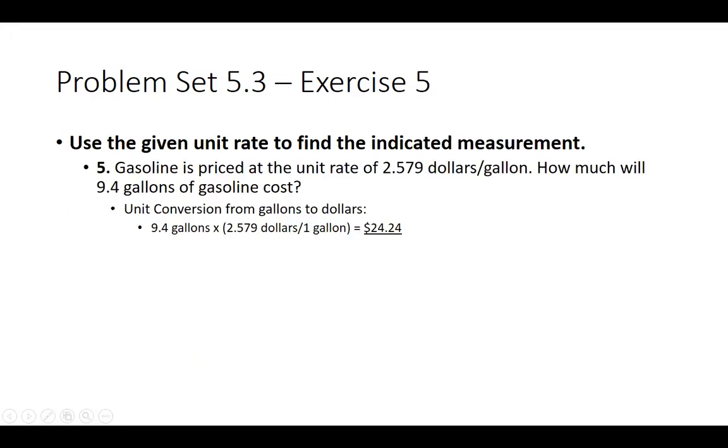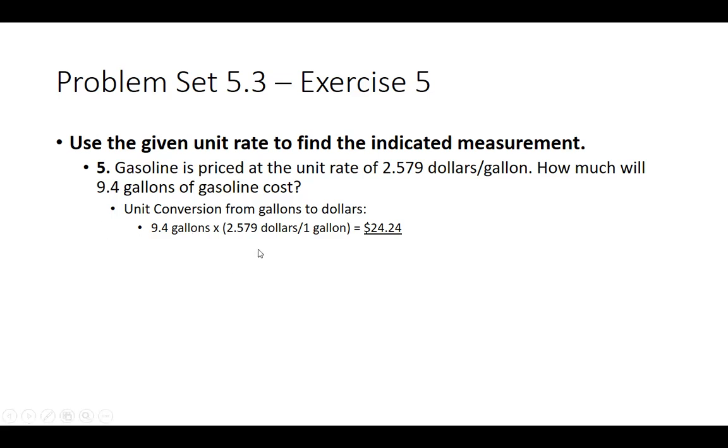Number 5, use the given unit rate to find the indicated measurement. Number 5 says gasoline is priced at the unit rate of $2.579 per gallon. How much will 9.4 gallons of gasoline cost? So we're starting with 9.4 gallons. We want to convert to dollars.